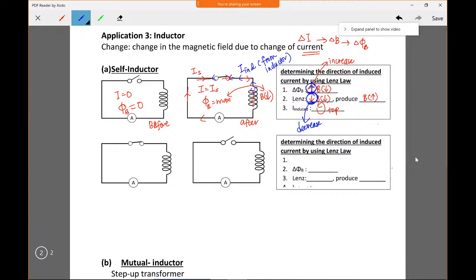Alright? When it comes to Lenz, look at the definition, all right? It has to actually oppose the initial change in flux. So once you have identified your change is an increase, in order to oppose, what should you do? You just decrease it. So it is not related to the direction of the magnetic field. It only shows increase or decrease. You can write down increase or decrease, okay? However, if you want to do it fast, you don't have to waste your time keeping on writing down increase or decrease, okay?